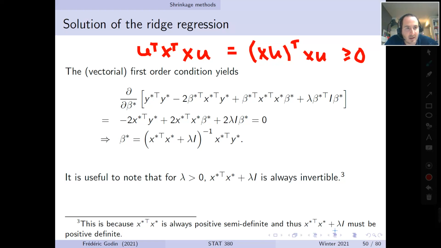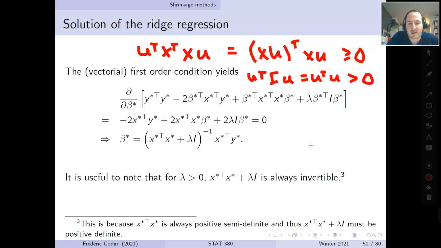Moreover, because we add this additional term, the resulting matrix is still positive semi-definite, but even stronger than that, for lambda greater than 0, it must be positive definite. Why is that the case? It's because when we have u transpose identity u, this is equal to u transpose u, which is strictly greater than 0 provided that the vector u is different than 0.